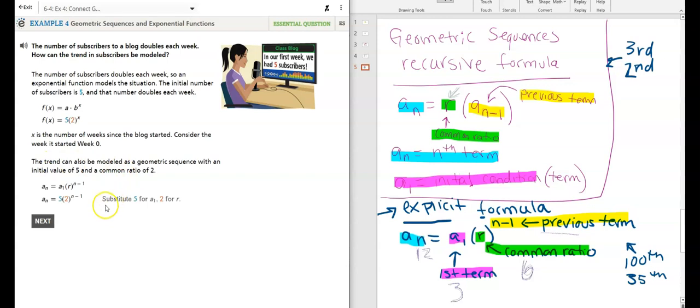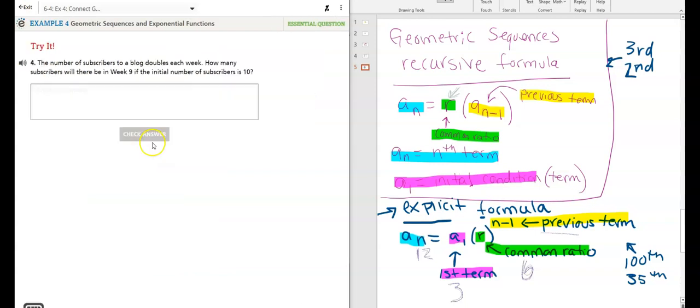We can also model this as a geometric sequence with the same formula, basically. You still have 5 as your initial value, and your common ratio from one week to the next is 2, multiplying by 2, which means that our exponent, instead of just being x, is going to be our previous term. So the number of subscribers changes by a constant ratio, so both an exponential function and a geometric sequence can model this situation.